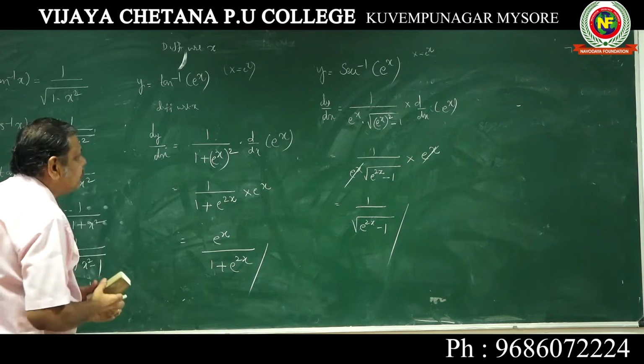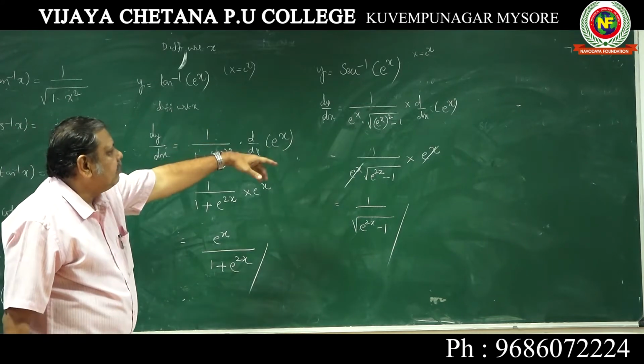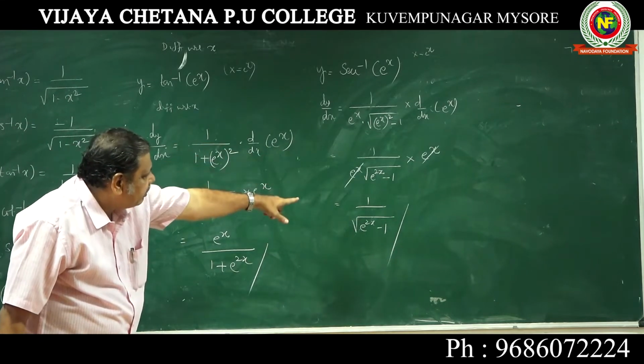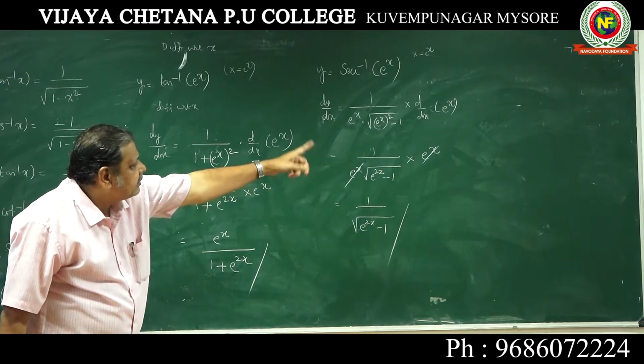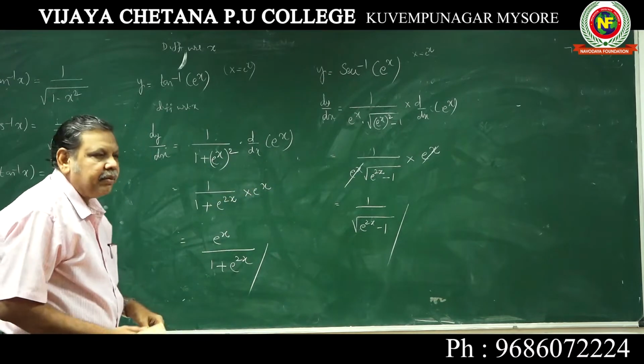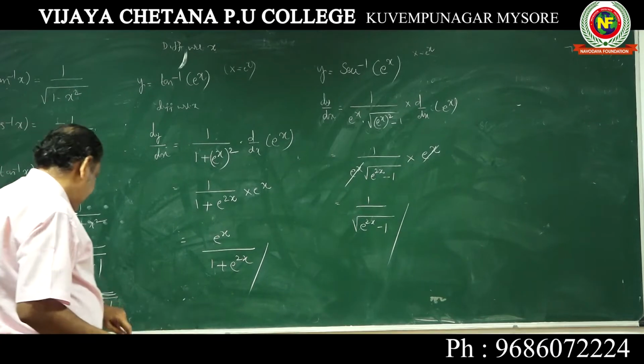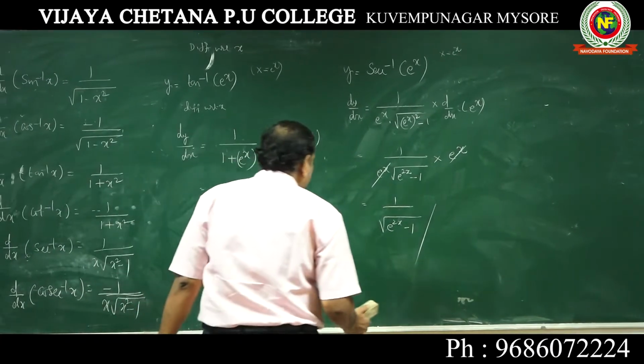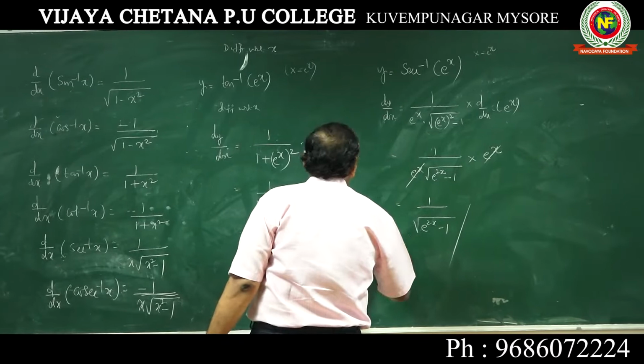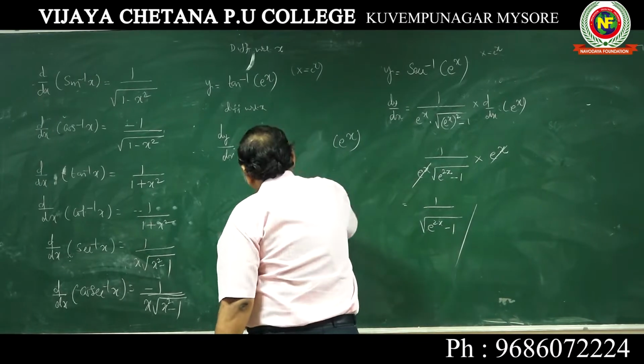I hope all of you understood. Instead of x, e to the power of x is there. Same thing, x root of x square minus 1 into d/dx of e power x. E power x gets cancelled, and the answer is 1 over root of e to the power of 2x minus 1. We will take the next problem.